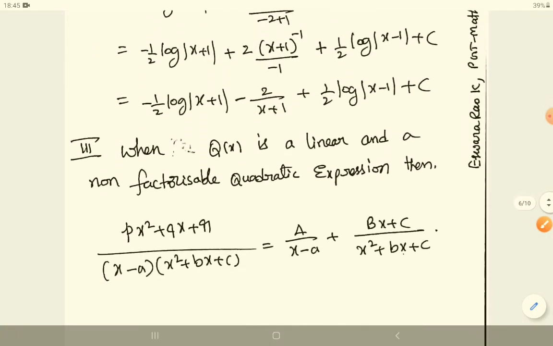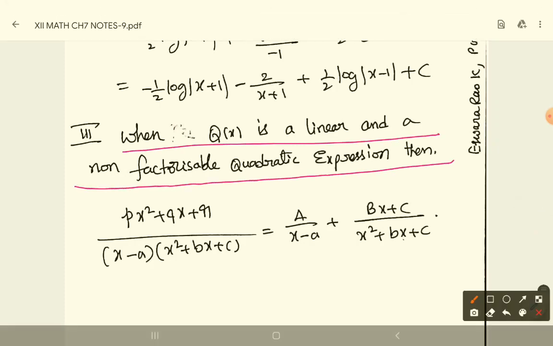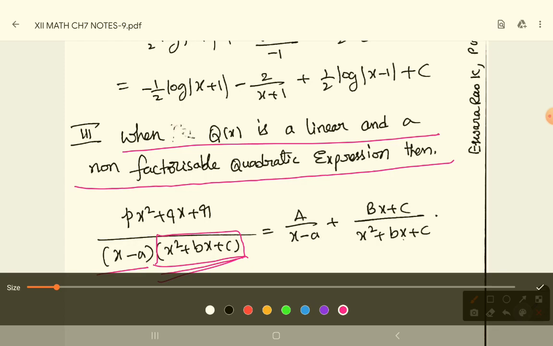Now type 3, when the denominator is a linear and a non-factorizable quadratic expression. One is linear and another one is non-factorizable quadratic expression. So x minus a is linear, and the other one, x square plus bx plus c, is quadratic. Non-factorizable means what?